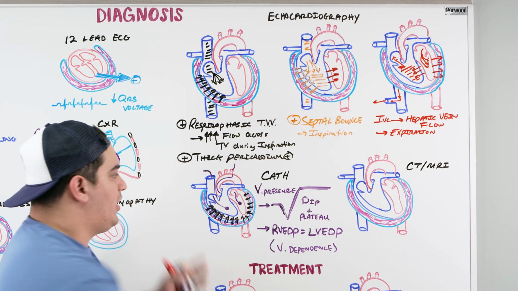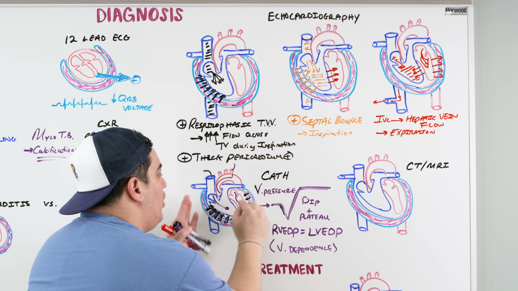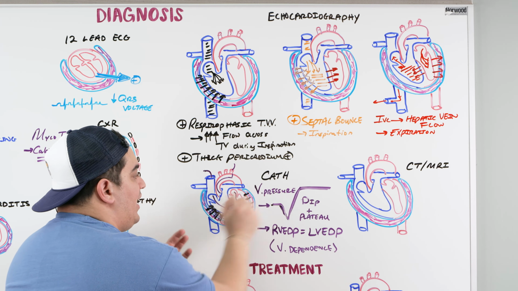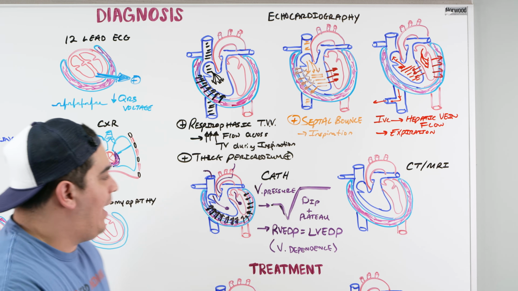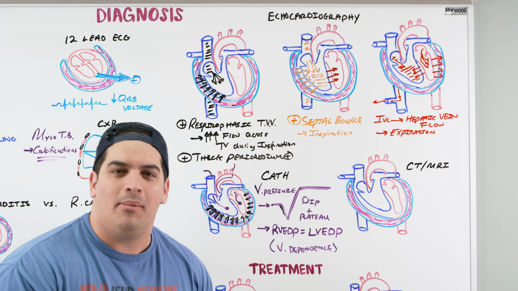And again, this is because of the constrictive pericarditis that's causing these chambers to have to work in tandem with one another during the respirophasic changes. Okay, the last thing that I want to talk about is a CT MRI. On a CT MRI, what may be found?